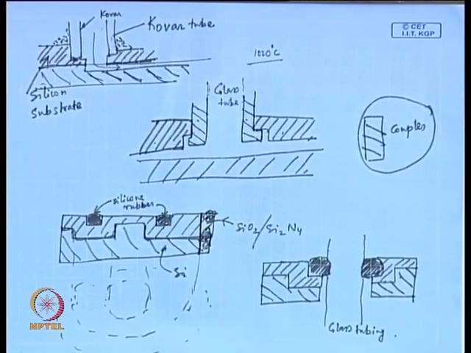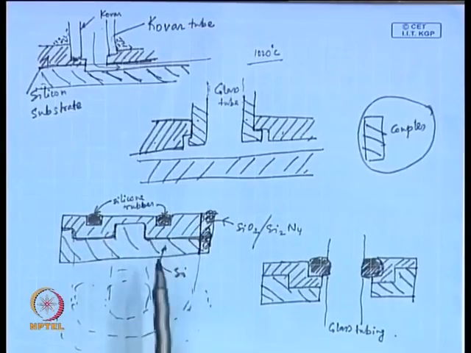You know how to do this deposition. You treat this, say for example, when it comes to deposition of SiO2, you keep it in oxygen at a temperature of 600 degree centigrade or so, automatically a SiO2 layer of micrometer type thickness forms. So, that you can achieve. So, you form a SiO2 layer.